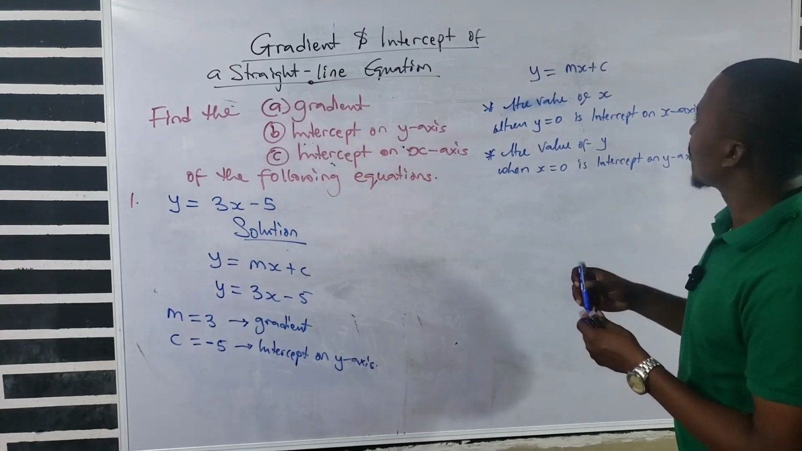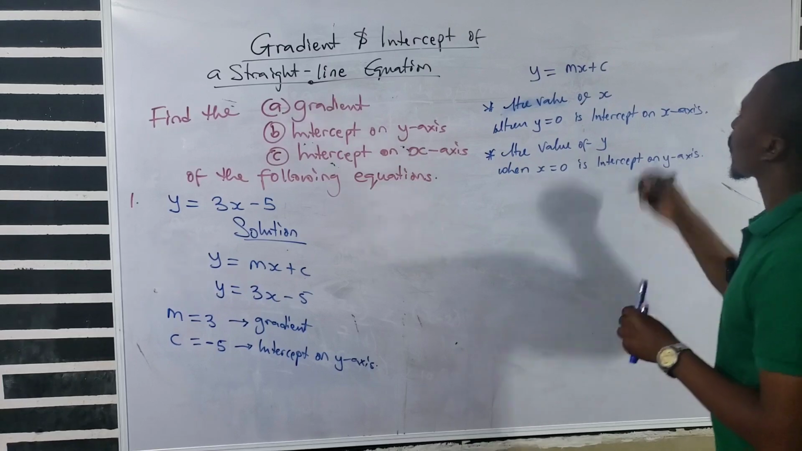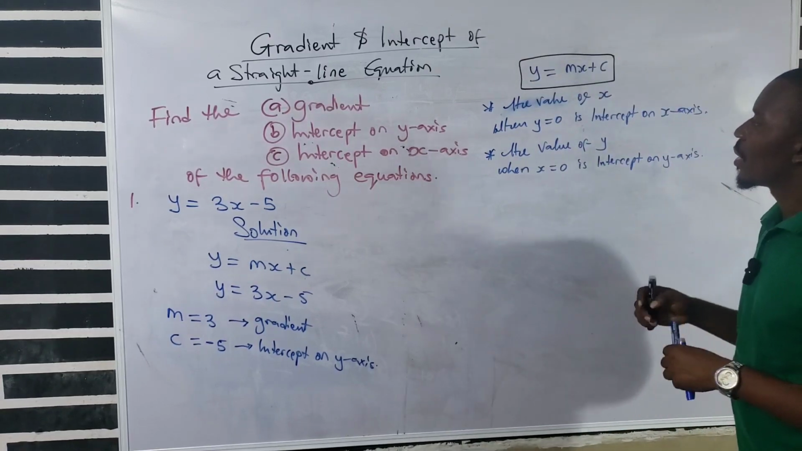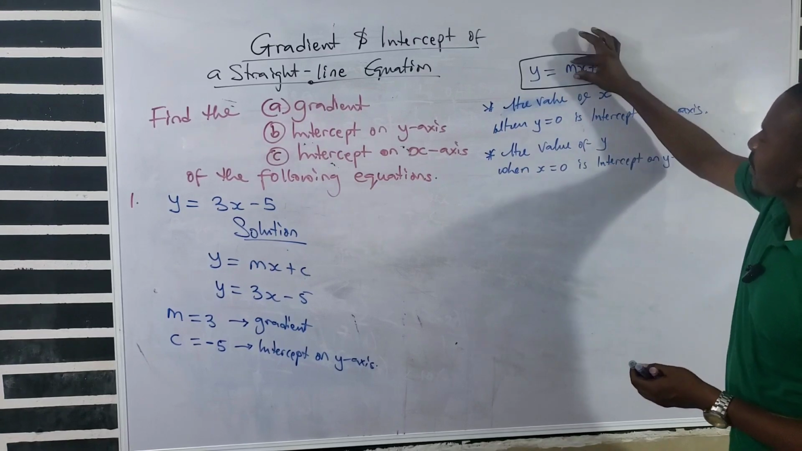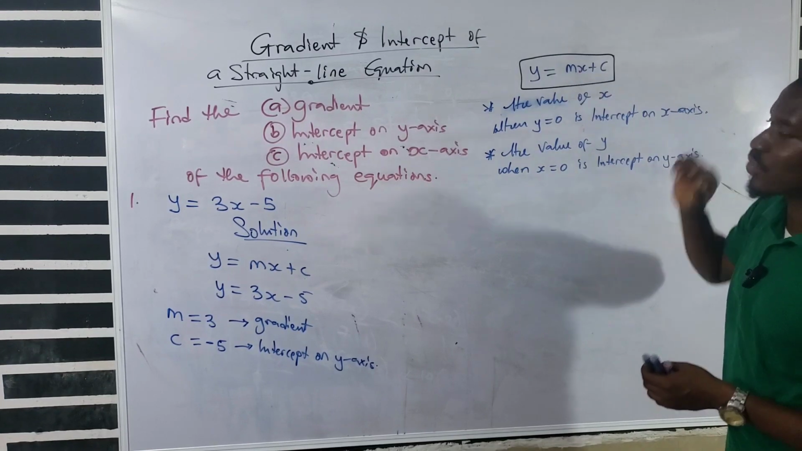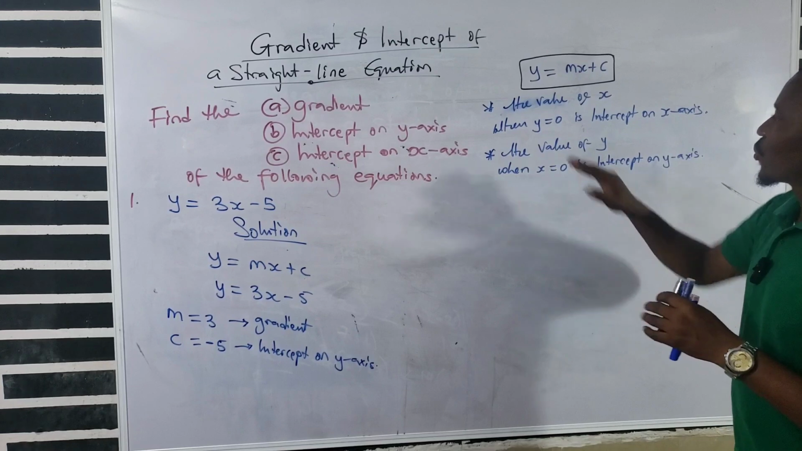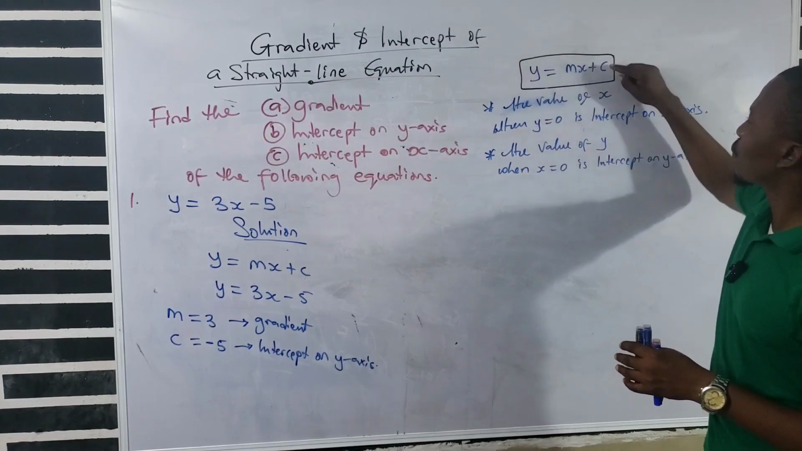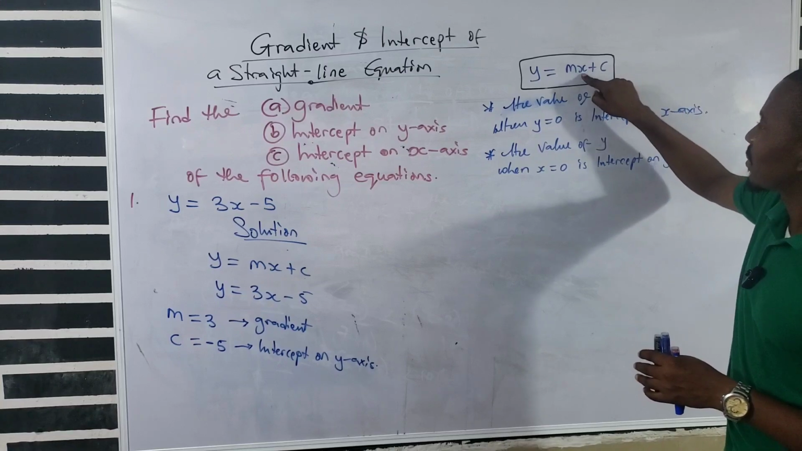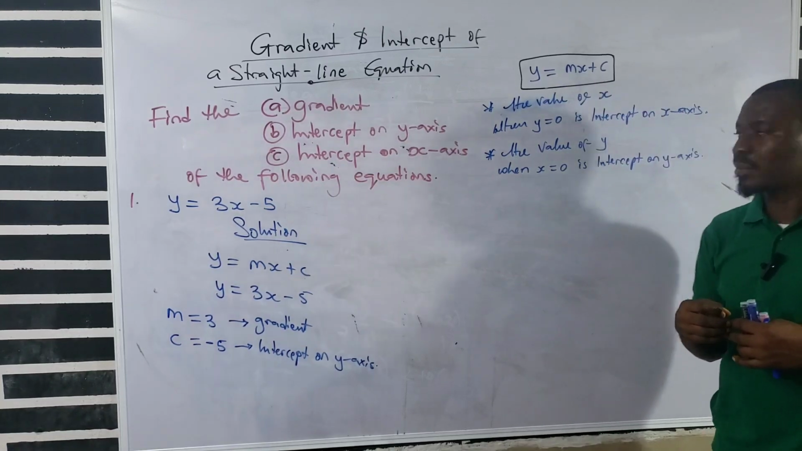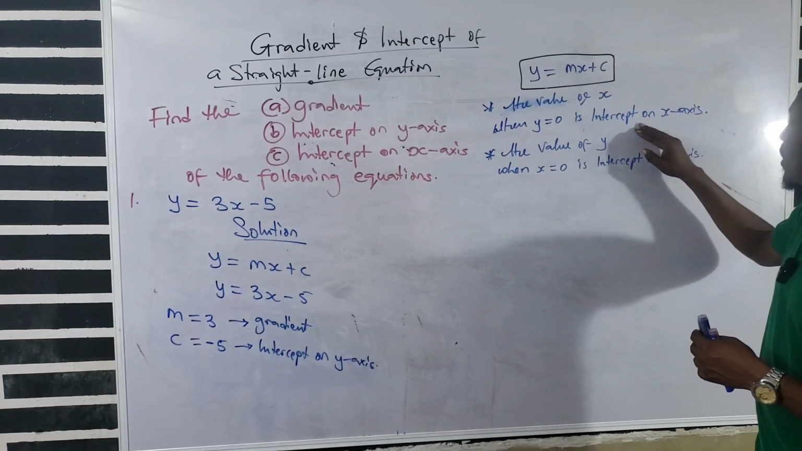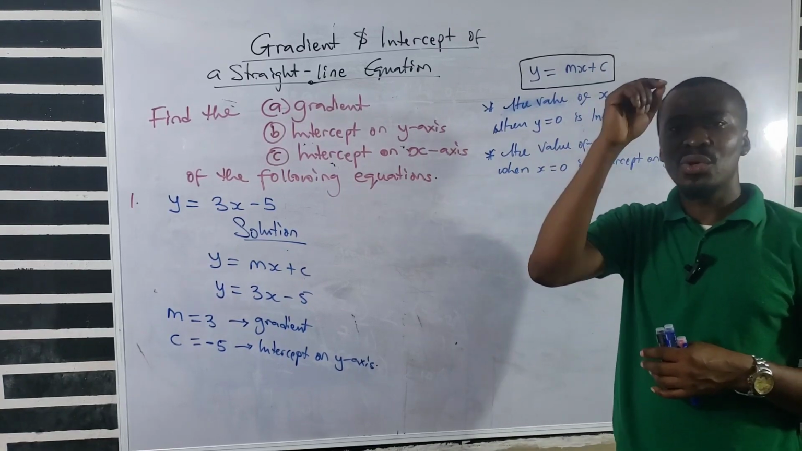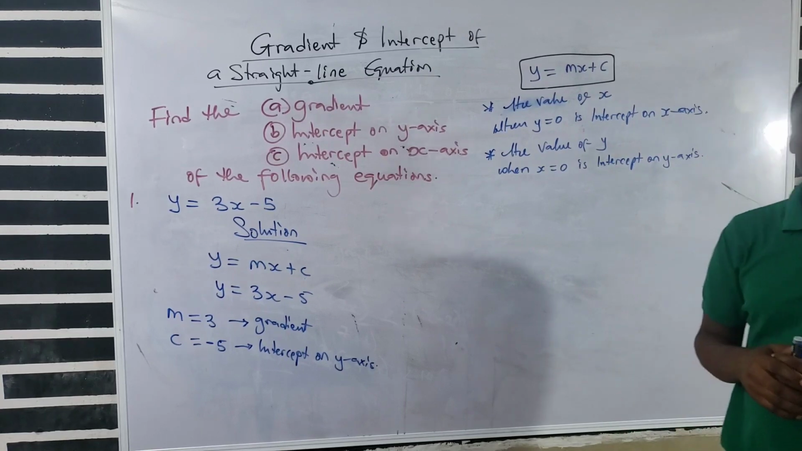If I have this as our equation, we know the gradient is the coefficient of x there. So when you make y 0 and you solve for x, the value you obtain is the intercept on the x-axis. That is where the straight line is going to cut the x-axis.